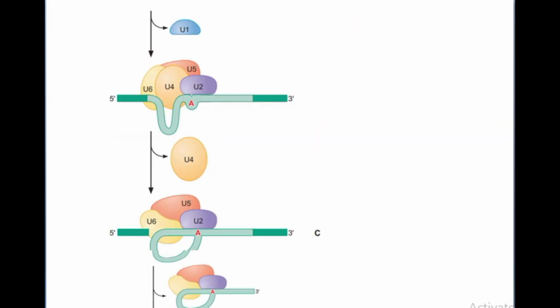So what happened next? The U1 which was present near the 5 prime splice site now dissociates and is removed. With the removal of U1, the U6 now pairs with this 5 prime splice site. In the next step, the U4 which was present is dissociated and removed from this complex. With the removal of U4, the U6 binds with the U2 snRNP. When this U6 binds with the U2, there is a formation of a lariat-like structure. The cleavage will take place over here.